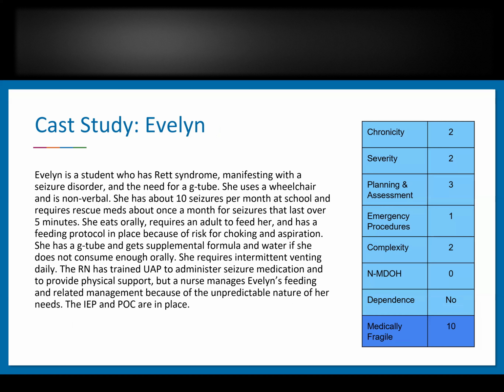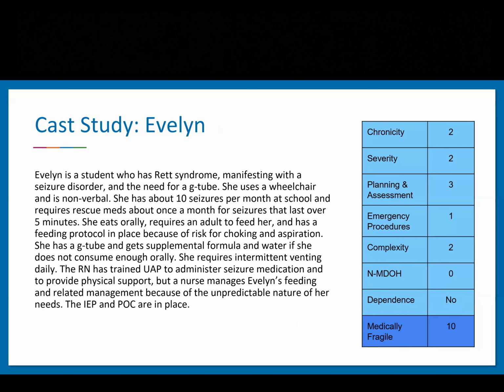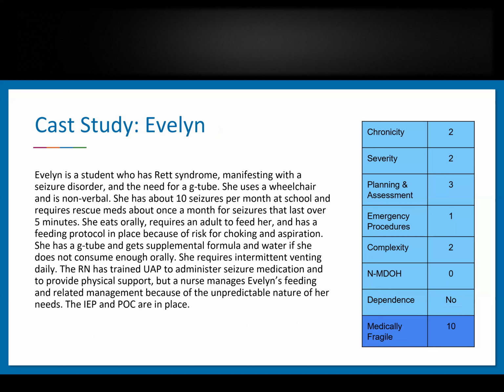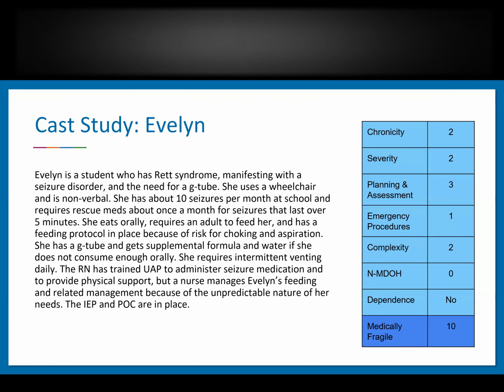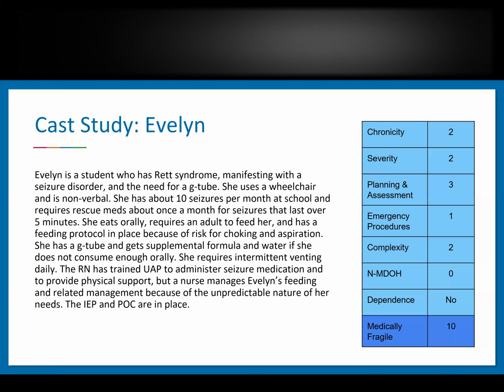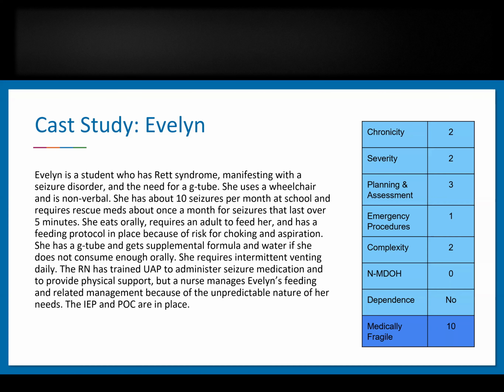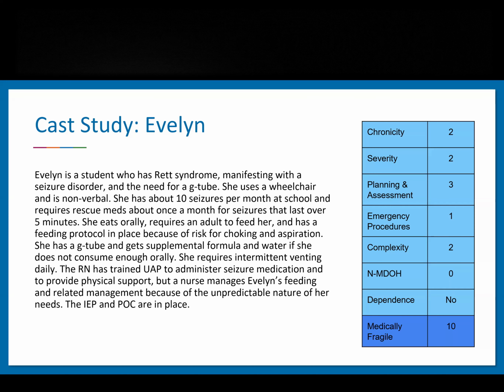Evelyn is a student who has Rett syndrome manifesting in a seizure disorder and the need for gastrostomy tube. She uses a wheelchair and is nonverbal. She has about 10 seizures per month at school and requires rescue medications about once a month for seizures that last over 5 minutes. She eats orally and requires an adult to feed her, has a feeding protocol in place because she is at risk for choking and aspiration. She has a G tube and gets supplemental formula and water if she does not consume enough orally. She requires intermittent venting daily.